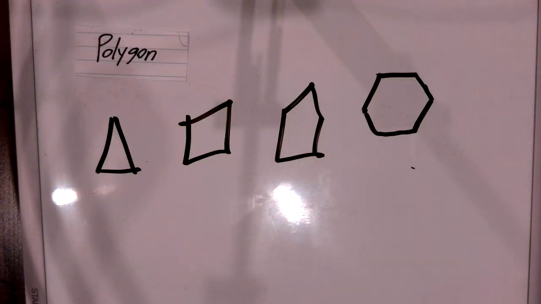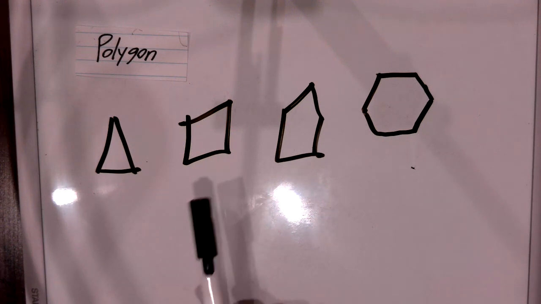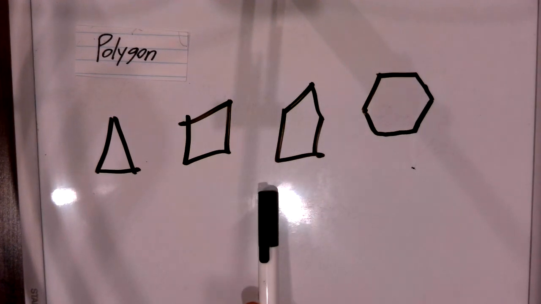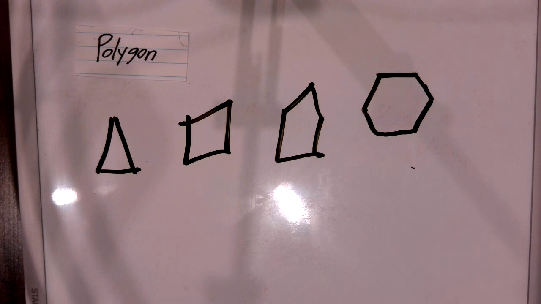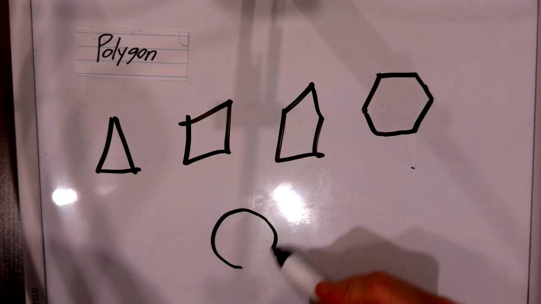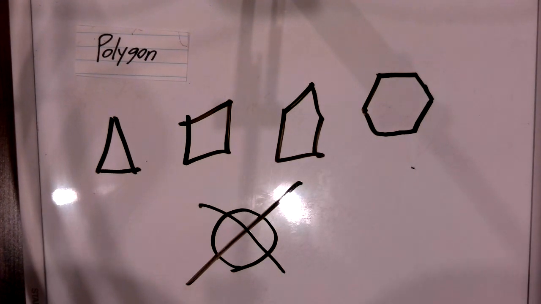A polygon is a plane, 2-dimensional shape with at least 3 straight sides. So here we have a triangle, a square, a pentagon, and a hexagon. These are all considered polygons because they have at least 3 straight sides. So a circle would not be a polygon because it does not have any straight sides.